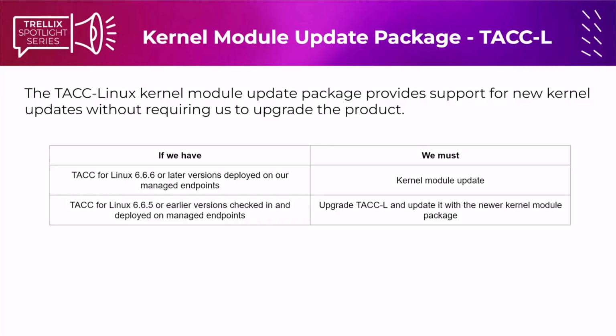But if we have Application Change Control 6.6.5 or earlier versions deployed, then we must first upgrade the product and then update the newer kernel module package.